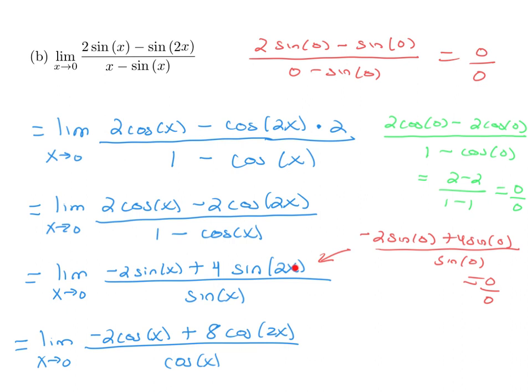Can we now simply put 0 in place of all the x's to get our answer? We can. Cosine of 0 is 1. So if we substitute in 0, this is minus 2 cosine of 0 plus 8 cosine of 0 all over cosine of 0. Because cosine of 0 is 1, this is really negative 2 plus 8, which is 6. 6 divided by 1 is still 6. And this is the answer to part B. We had to use L'Hopital's rule 3 times.